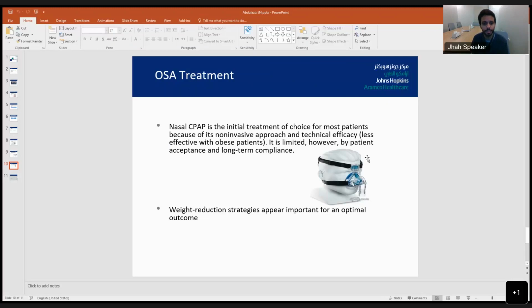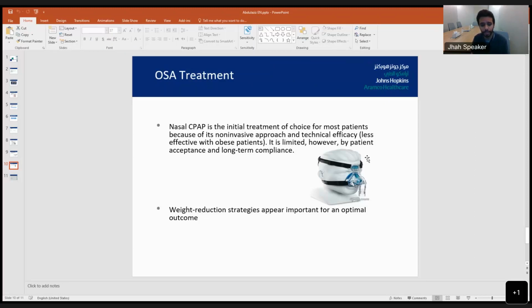But the problem with this treatment is the patient's tolerance. Some of the patients cannot sleep with a mask on their nose or on their mouth, or the pillows on their nose. So they cannot tolerate sleeping with this mask, or they cannot even tolerate the pressure, because it's a positive pressure. So patient tolerance is one of the limitations of using nasal CPAP as an initial treatment of OSA. But there is another treatment, which is weight reduction.